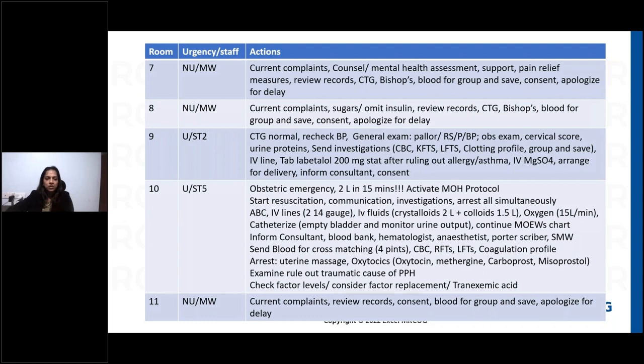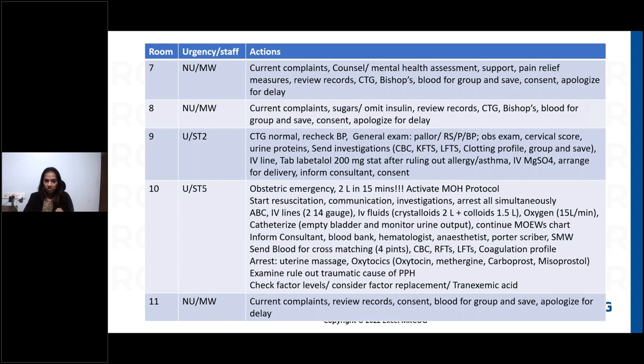Now, as far as room number 10 is concerned, this is a typical obstetric emergency asked in any labor ward station. So you would typically have PPH as one of the rooms. Please say activate the MOH protocol and say these steps. They are given in the guidelines. Say these steps: resuscitation, communication, investigation, and arrest of bleeding, to be done simultaneously. When you say resuscitation, say all the steps we have already covered in the previous stage, which was antepartum hemorrhage. This is postpartum hemorrhage, the same thing. It's major obstetric hemorrhage.